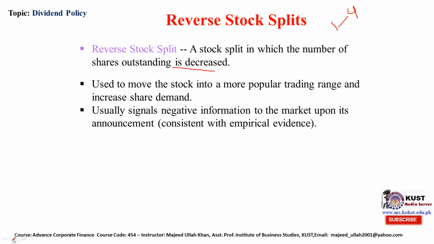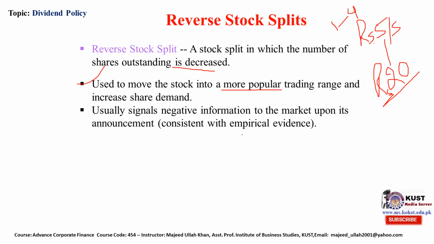Why does a reverse stock split occur? It is used to move the stock into a more popular trading range. Let's suppose a company has a share price of 5 rupees. It is nothing, nobody will pay attention to it. So if a 1 for 4 reverse split occurs, it will move to 20 rupees, 4 multiplied by 5. Now it becomes a popular range for normal investors. So that is one of the reasons.